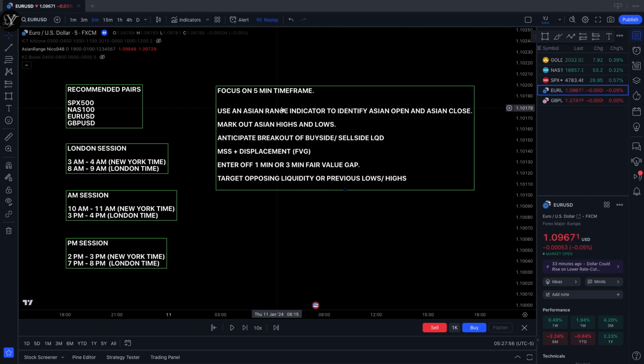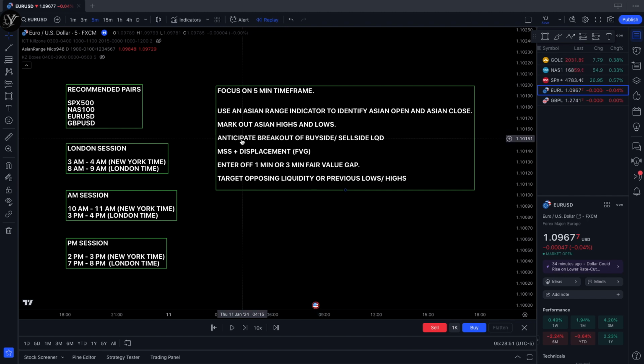Now, the main thing with this silver bullet strategy is we want to focus on the 5-minute time frame. We want to use an Asian range indicator to identify Asian open and Asian close. So in my TradingView, I use this particular one, Asian Range by Nico948. I've always used this same one. I've never changed it. So once we have our Asian range indicator, we want to mark out our Asian highs and Asian lows, which this indicator should help us with.